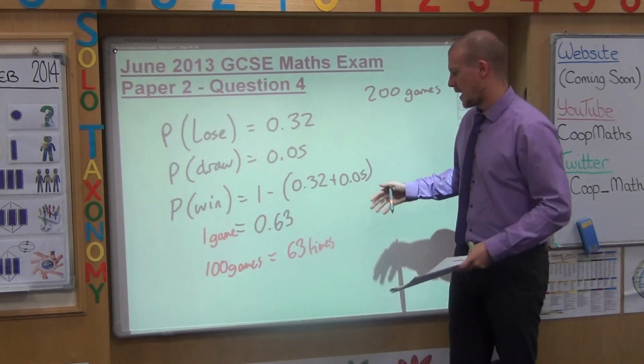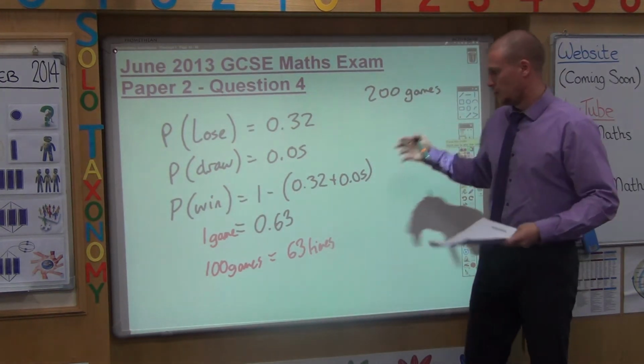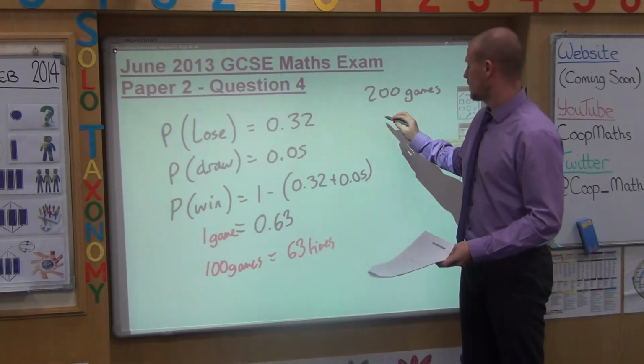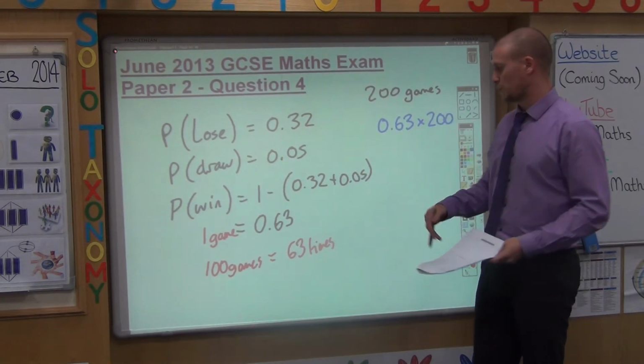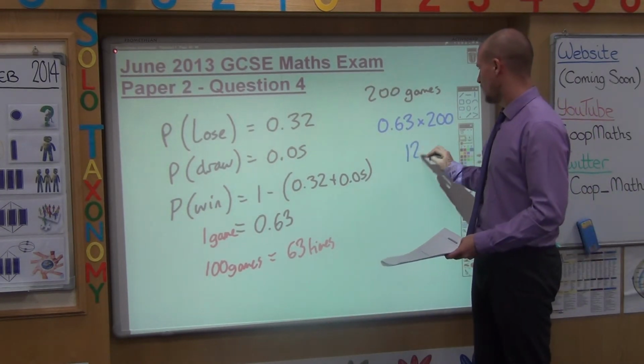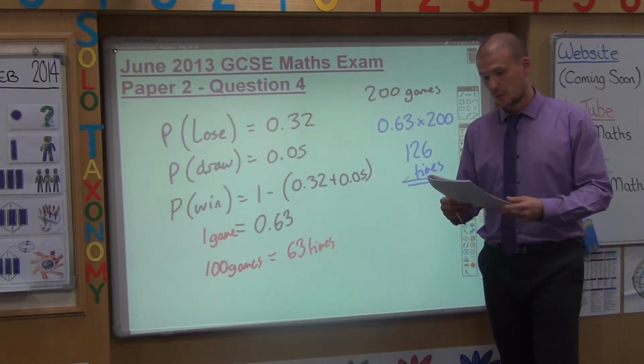It's just kind of like a prediction. So, ignoring the stuff I've done in red here, 0.63 times that 200 is what's going to give you your right answer here, which is 126 times, the amount of times we would expect Rihanna to win.